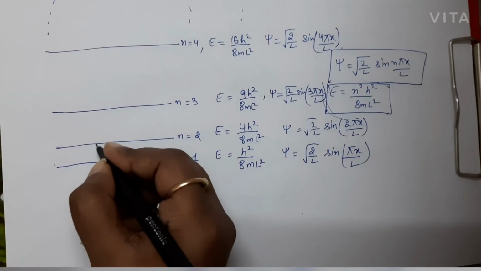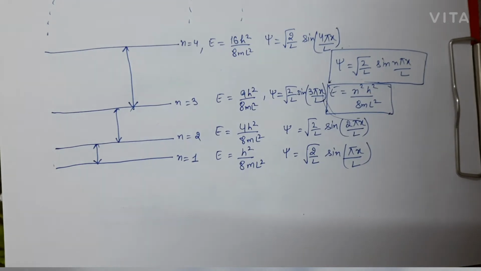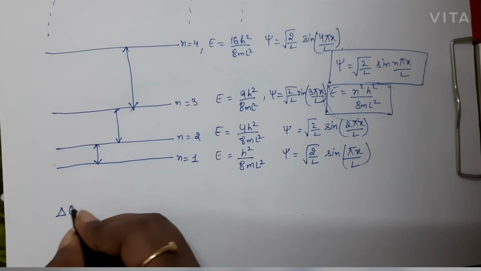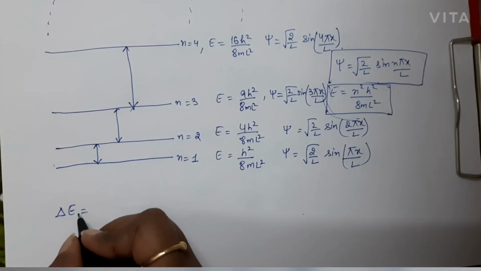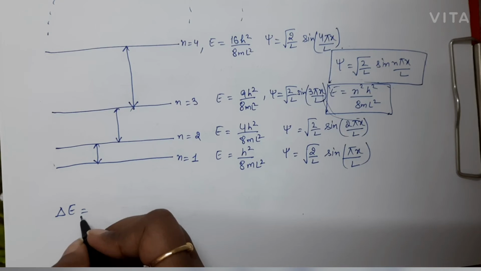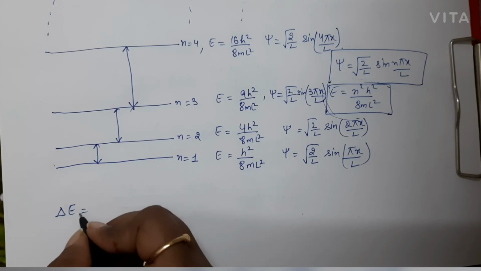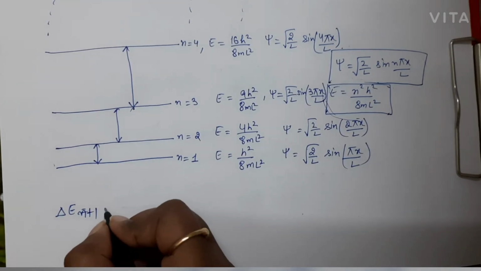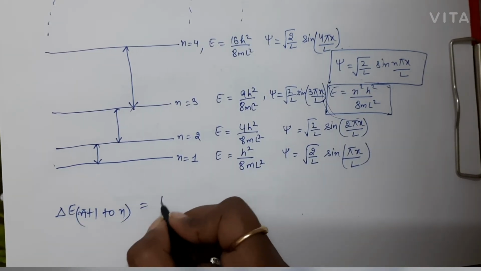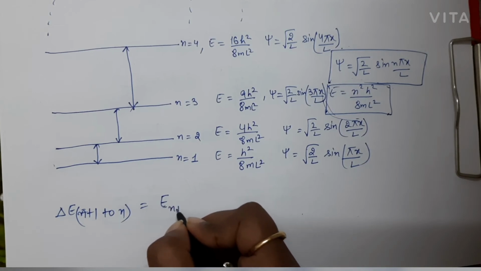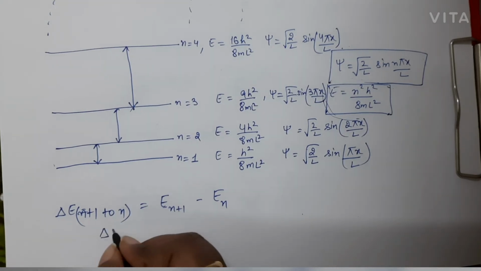Basically we are going to represent these energy spacings as delta E. We will have different delta E values. Delta E will be given by the difference between two energy states. Suppose you want to find the energy spacing between the nth level and the n minus 1th level, or the n plus 1th level and the nth level. How are you going to do that? It will be the energy at the n plus 1th level minus the energy at the nth level. So this will be delta E.